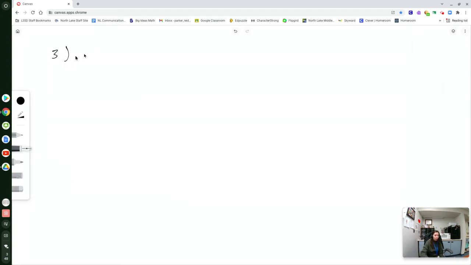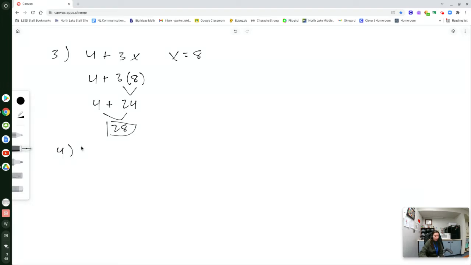Question 3 says evaluate 4 plus 3x when x equals 8. So first we are going to replace x with 8. Make sure you put it in parentheses so that this says 3 times 8, not 38. Now I need to use GEMDAS to evaluate this. Multiplication comes before addition. So multiply 3 times 8 is 24. Add 4 plus 24 is 28.